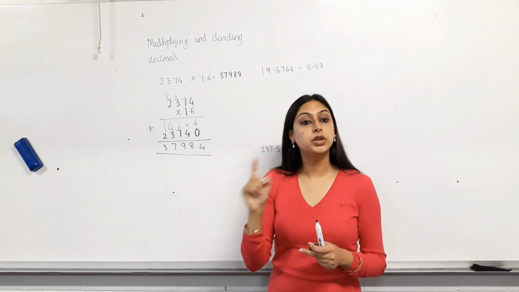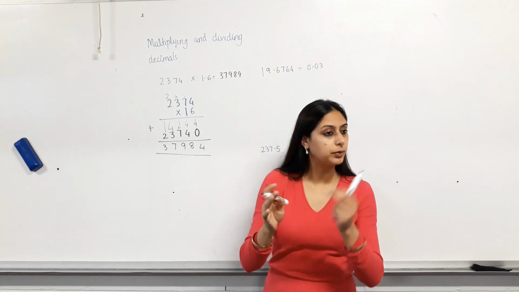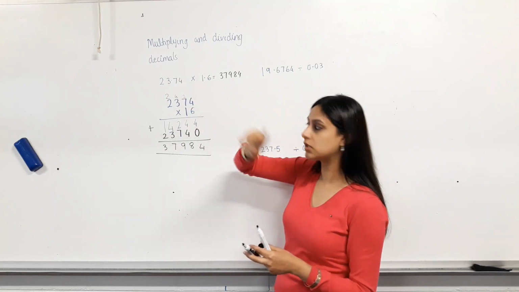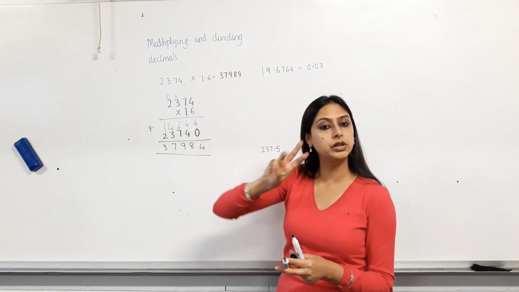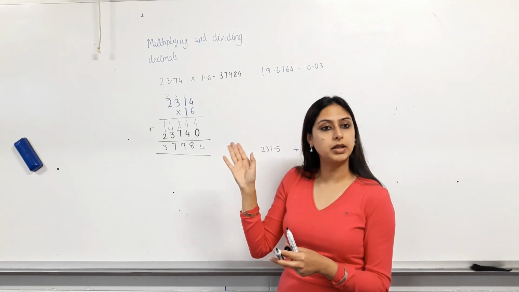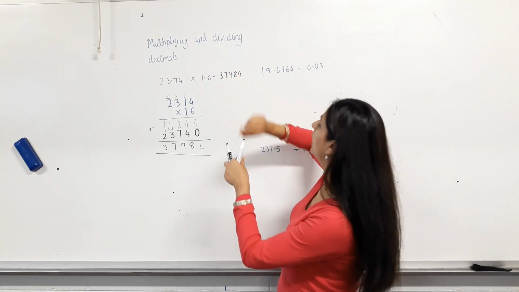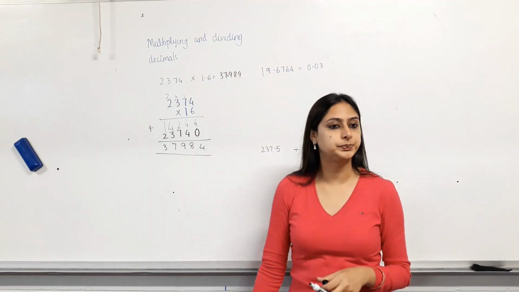So let's count the total number of decimal places in the question. Total for both numbers. After the decimal, how many numbers? 2 digits. Here, 1. So how many digits are after the decimal in total? 3. We need to have the same in the answer. So let's count from here. 1, 2, 3. So that means after the decimal, we need to have 3 decimal places.